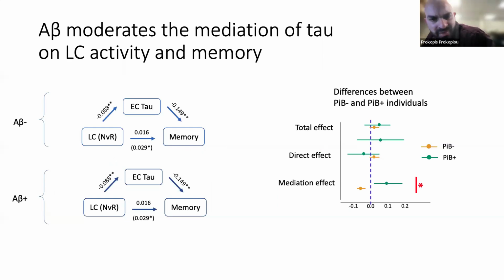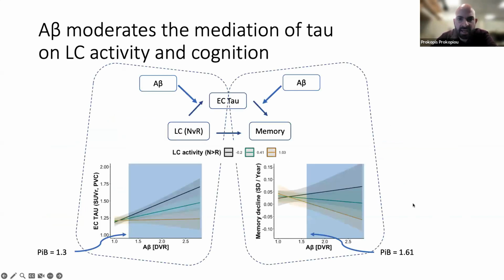But we also conducted moderated mediation analysis to examine whether the mediating effect of tau on the relationship between LC activity and memory differs in the presence of amyloid. And as shown here on the right panel, the analysis revealed significant differences in the mediation effect of tau between amyloid positives versus negatives. And then to further examine the effect of amyloid on each component, each arm of the mediation model, we conducted Johnson-Neyman floodlight analysis.